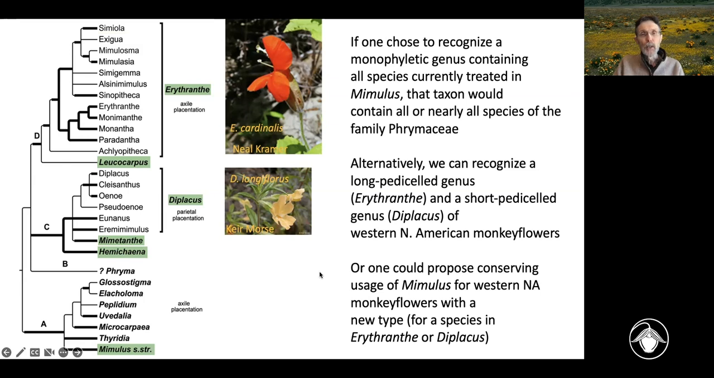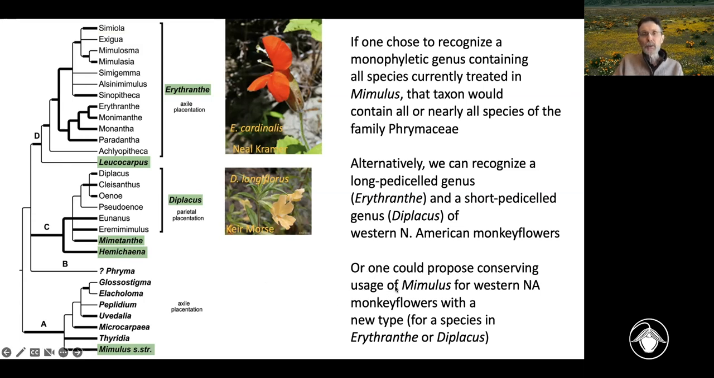An alternative possibility to all of this, and one we haven't really talked about, is one could propose conserving usage of the genus name Mimulus for Western North American monkey flowers with a new type. And the plant that people that work experimentally on Mimulus would like to represent that type is Mimulus guttatus, the common monkey flower, which has been used as a genetic model system in plant evolutionary studies.